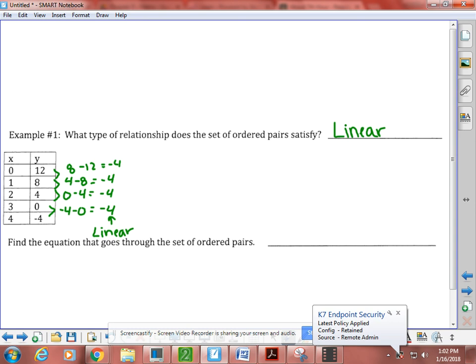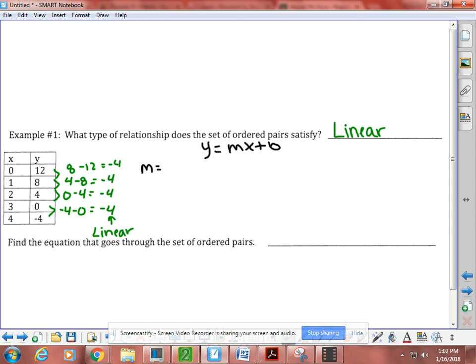Okay, so now what we have to do is find our equation for this. So remember, the equation is y equals mx plus b. We're trying to find m, and we're trying to find b. We know that m is our common difference of negative 4. So now all we have to do is find b. Think about what b means. B means the y-intercept, where it hits the y-axis.